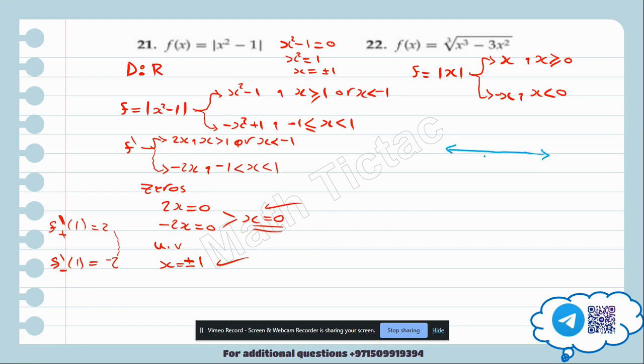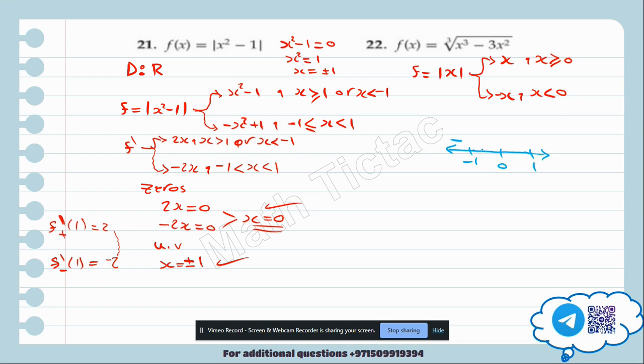So in here we have three values: we have minus 1, we have 0, and we have 1. Let's substitute any value less than minus 1, let's say minus 2. Be careful, I'm substituting in the derivative. How can I substitute this? This is a piecewise function. So minus 2, I have to substitute it in x less than minus 1. So minus 2 multiplied by 2 is equal to minus 4. So this is negative.